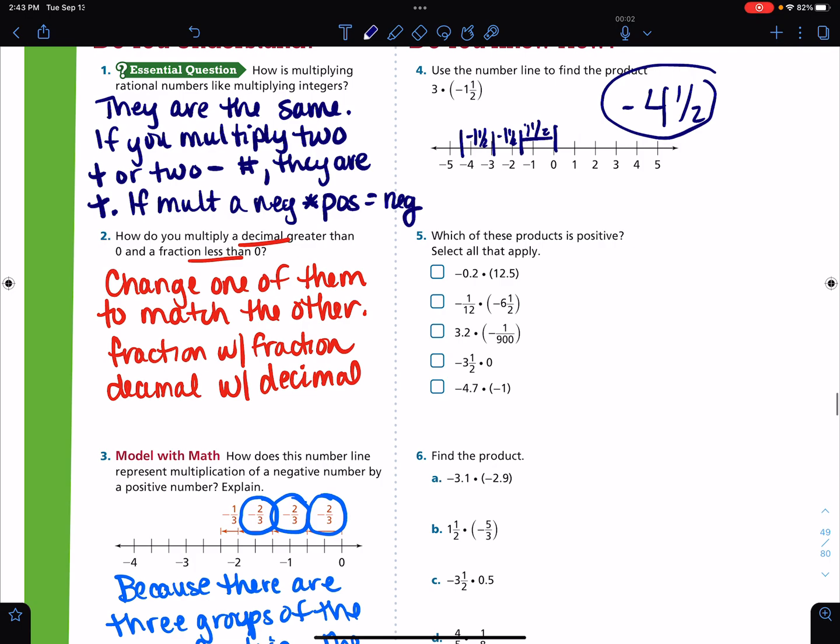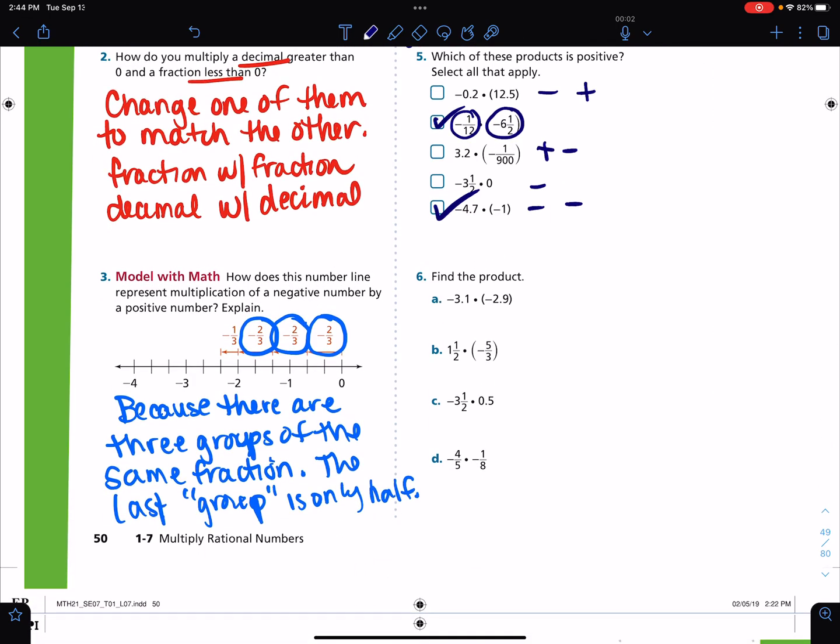Okay, which of these products is positive? That's easy. I just get to look to see the ones that are double. Well, this one's a negative and a negative, so it's positive. That's a negative and a positive. This is a positive, negative. Negative times 0 is still negative. Negative times negative 1, that's a negative times a negative, so that is positive. This one was a negative times a positive, so it's not. So there's those answers.